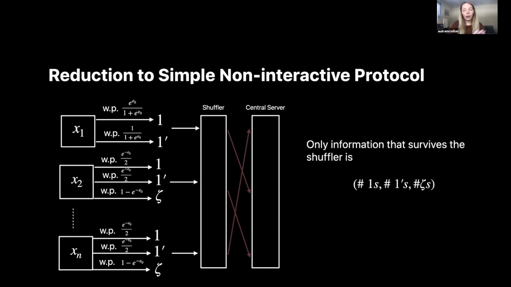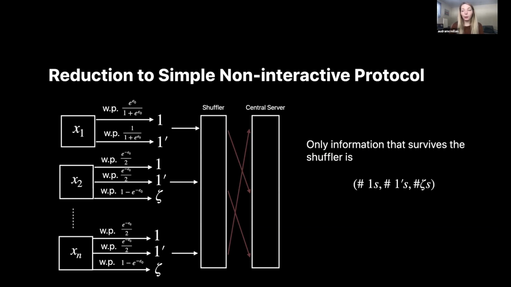Notice if I ignore x1, then the distribution of 1s, 1 primes, and zetas is just a multinomial. When I introduce x1 back into my distribution, the output on the central server is a mixture of shifted multinomials. That sounds a little bit complicated, but it's really not. These are actually very computable things, so you can create a theoretical bound for them. But if you want really tight bounds, then you can do this empirically.